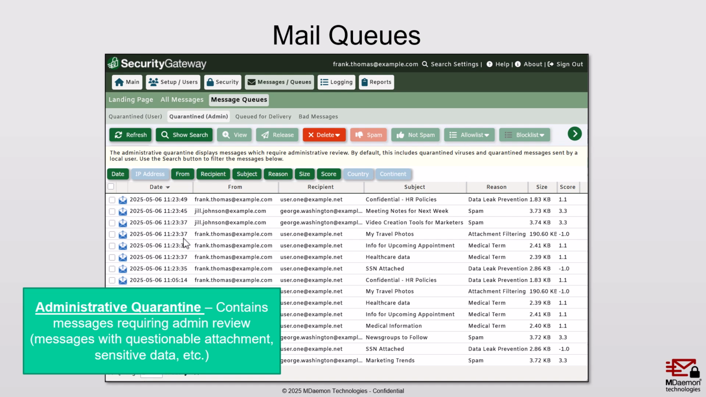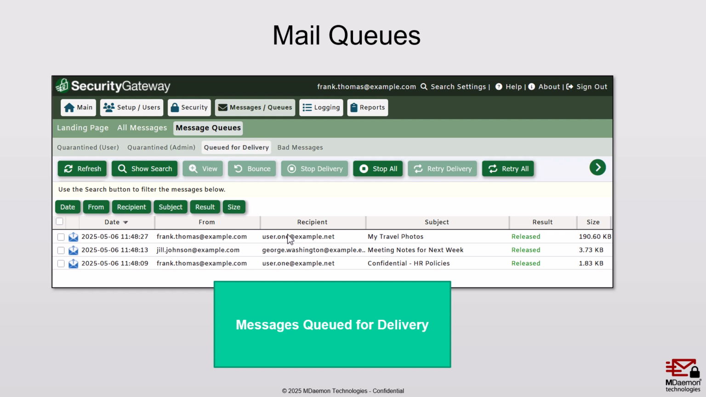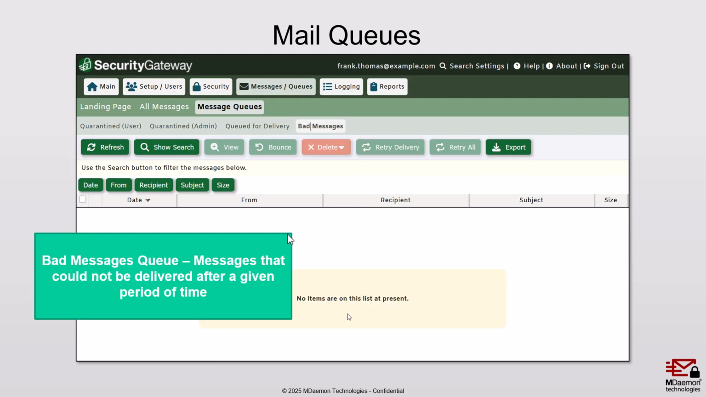And as with every one of these message log screens, by the way, there's a button here where it says Show Search, where you can perform an advanced search so you can find exactly what you're looking for. The queued for delivery queue is going to contain messages that have not yet been delivered, but SecurityGateway is in the process of delivering them. You'll see those here. And then any messages that could not be delivered in a given period of time, or messages that were sent to the bad queue via content filtering rules or for whatever reason, will show up in the bad messages queue.